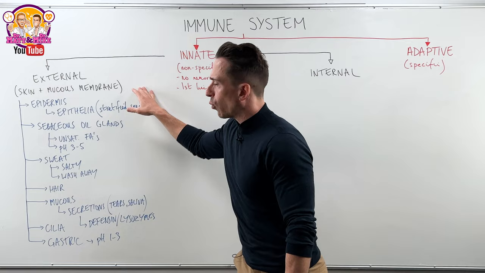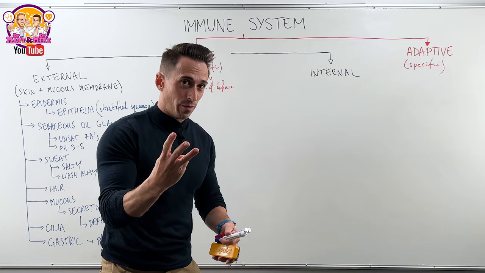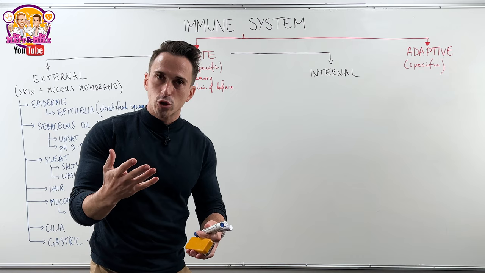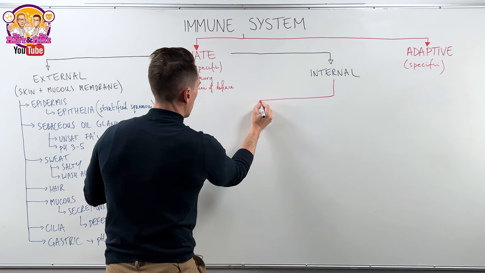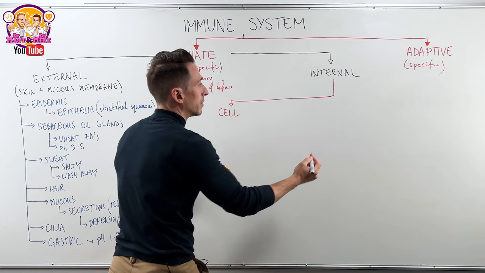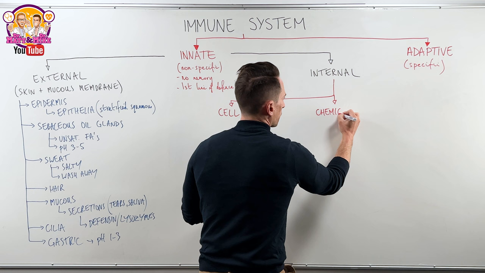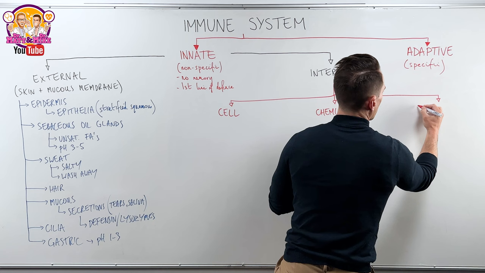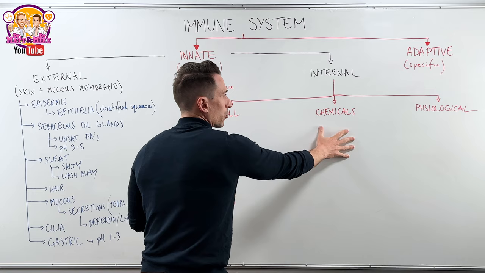Now, this is external. What if it starts to get more inside? So let's think of our bloodstream, for example. Well, what can happen here is once it's inside, there's three more different ways that we can, using our innate immune system, attack and destroy these invading pathogens. Let's take a look. So we have cellular defenses. In addition to cells, we have chemicals. And we have physiological responses. So once it's inside, we have cellular responses, chemical responses, physiological responses.